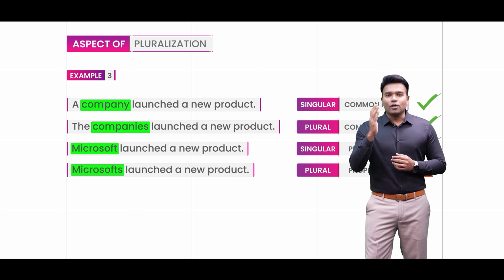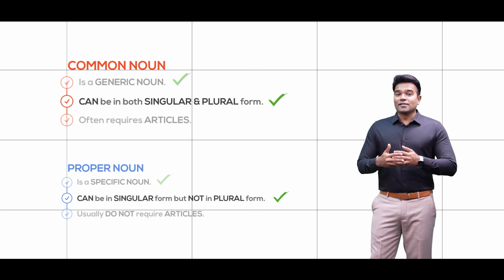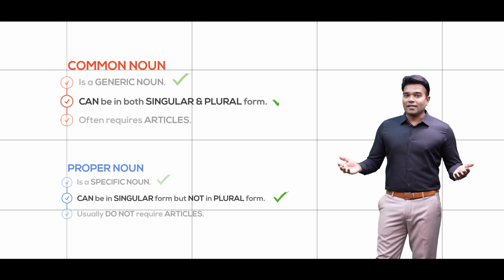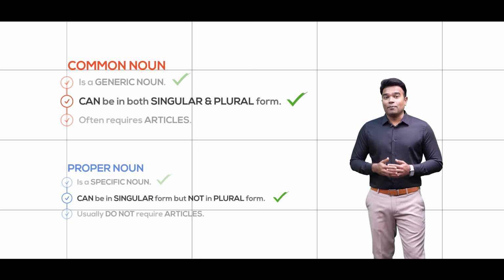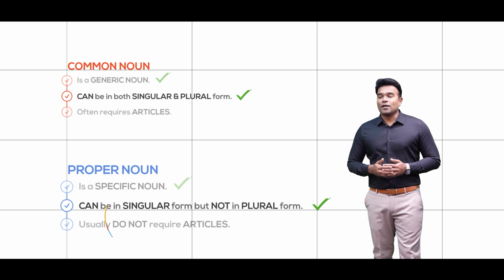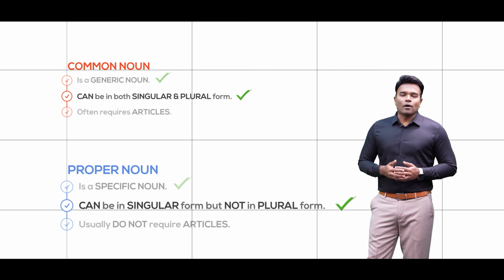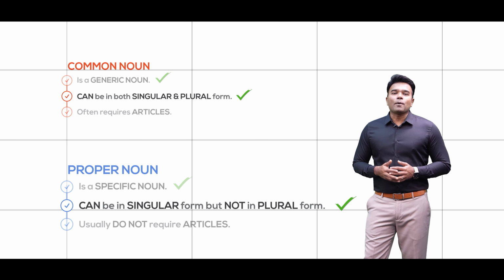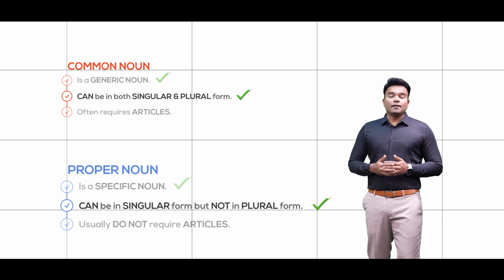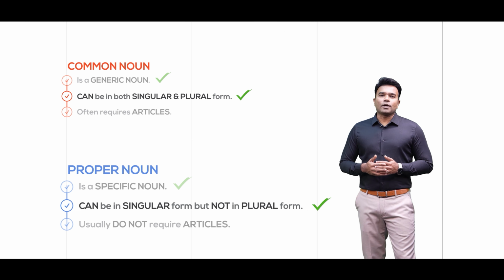So I'm sure now you have been able to understand that the common noun can exist in both the singular and the plural forms, but then the proper noun can exist only in the singular form, and the plural forms for a proper noun happen to be invalid. Hope you have been able to understand this.